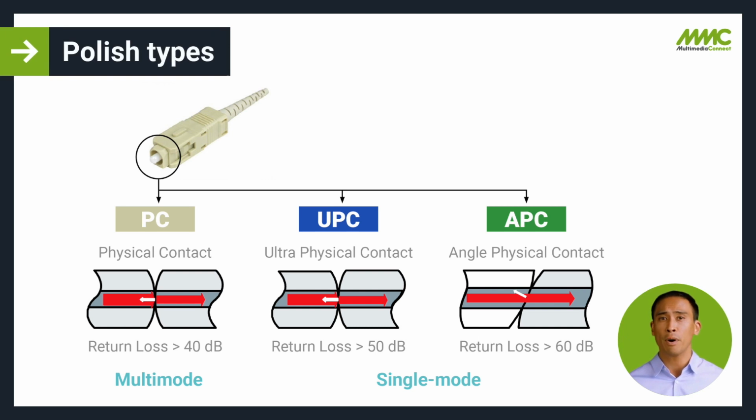For single mode, two types of polishing exist: UPC with a blue connector and APC with a green connector. But what are the different polish types? Three types of polish exist: PC, UPC, and APC. PC or physical connector is usually multimode. The tip of the ferrule is polished to get a convex surface, allowing a better contact area between two connectors. This type of polish allows for a return loss level below 40 decibel.